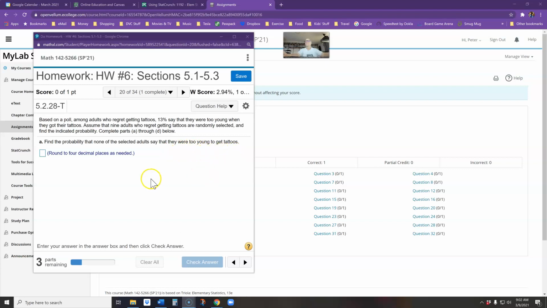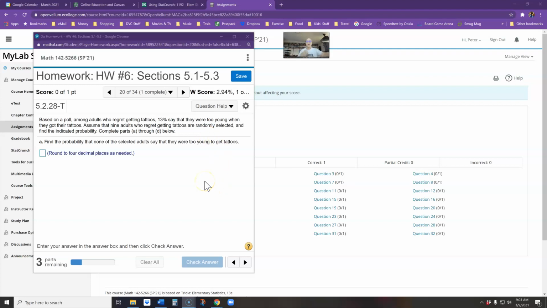to get tattoos. So in general, when we look at this problem, we want to first of all be able to recognize that this is a binomial distribution, because that's how we then know to use the tools for probabilities for a binomial distribution. And so what we can see about this is that each time we are selecting adults, we are finding out one of two things, whether they feel they were too young or not. There's only two choices available for each of our selections. So you can label one a success and one a failure.